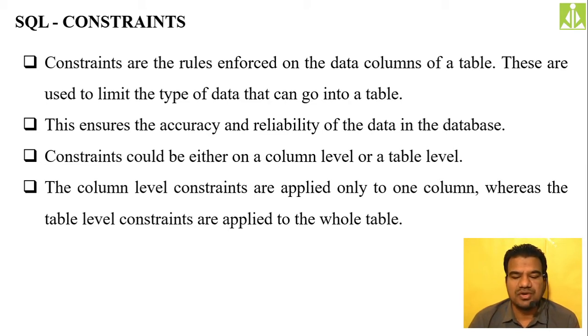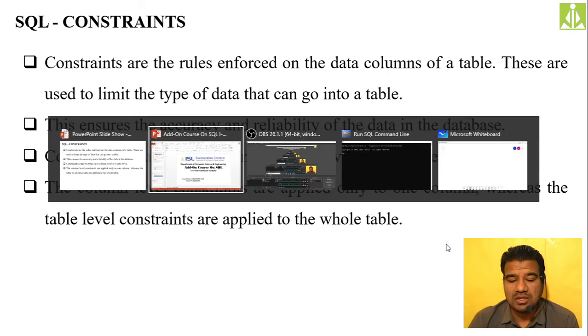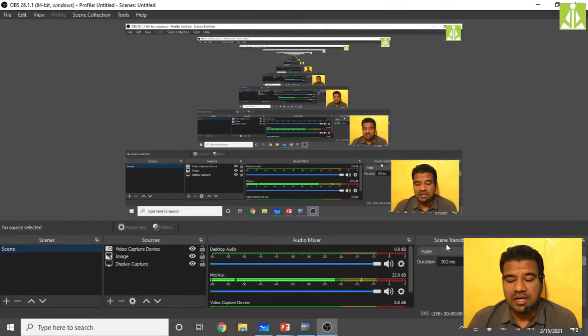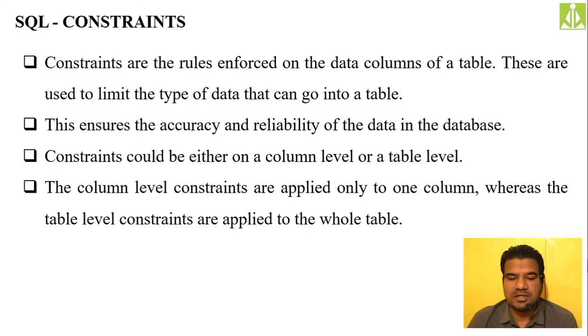Constraints could be either on a column or on a complete table. Column level constraints are applied only to one column, whereas table level constraints are applied to the entire table, the whole table, we said. So in today's session we'll be discussing whatever was left out in the last session, and we are going to wind that up in today's session.